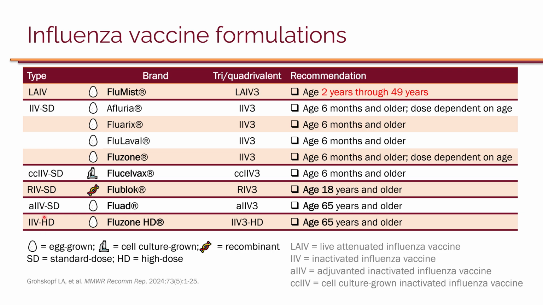Now, the last two options that are specifically approved for age 65 and older, so for our senior citizens, one has an adjuvant, so it's adjuvanted inactivated influenza vaccine, and the adjuvant in it essentially enhances immunogenicity. Because at older age the immune system is not as robust, in order to get a better immune response, an adjuvant has been added to the vaccine.